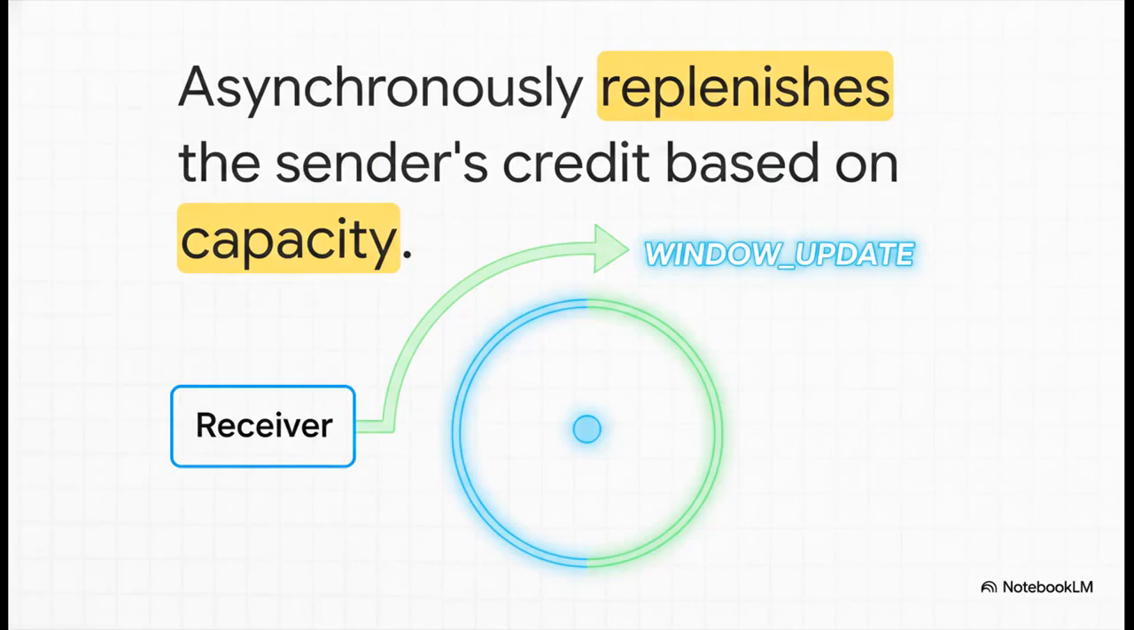So, what happens when you run out of credits? To avoid a complete dead stop, the receiver asynchronously fires back a WINDOW_UPDATE frame to replenish the sender's credit based on its current processing capacity. This specific type 0x08 frame carries a 31-bit integer that represents the exact increment of credit being granted. This lets the sender seamlessly resume transmission without totally overwhelming the receiver.